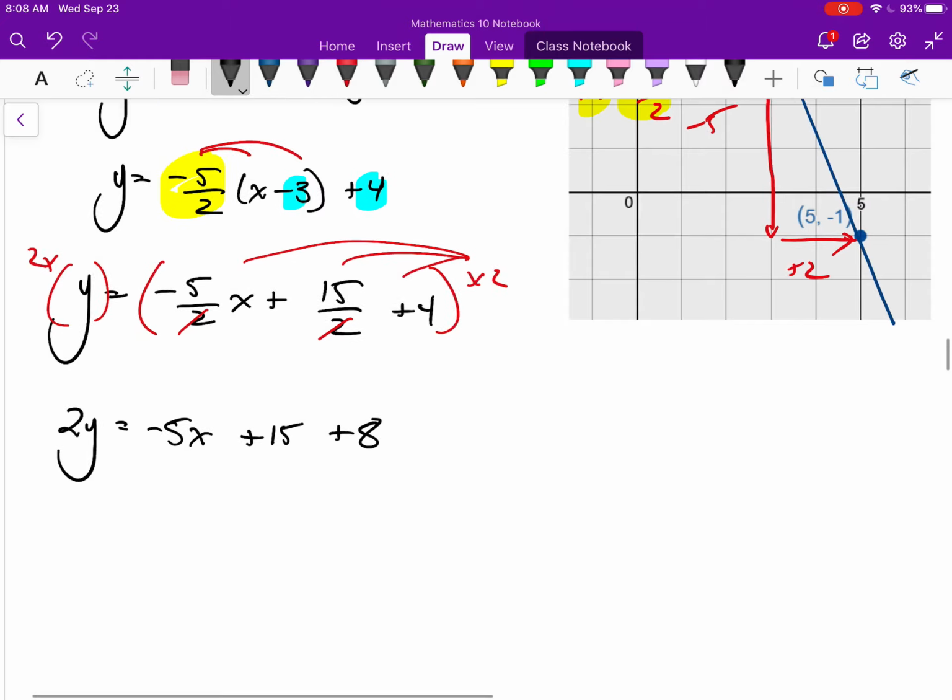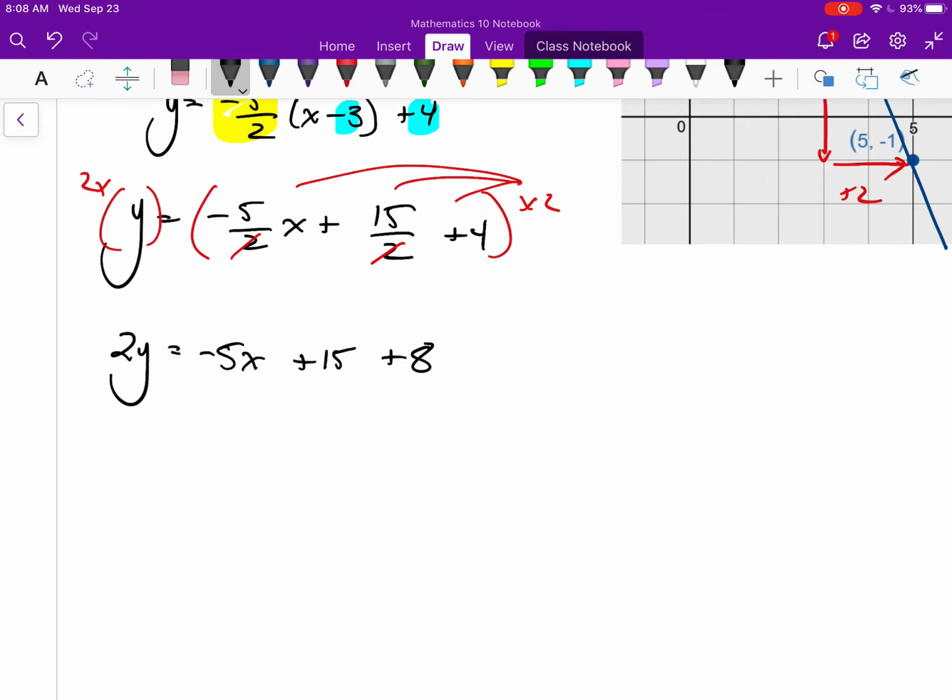All right, I'm almost done actually. I just need to put everything on one side. I want my x term to be positive, so I'm going to bring everything to the left-hand side. I'm going to add 5x to both sides. I'm going to subtract 15 from both sides. Actually, before I do that, maybe I'll combine these two together right now. So altogether, that's 23. So I'm going to subtract 23 from both sides.